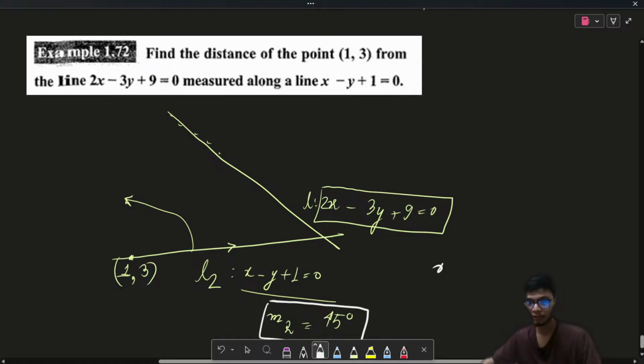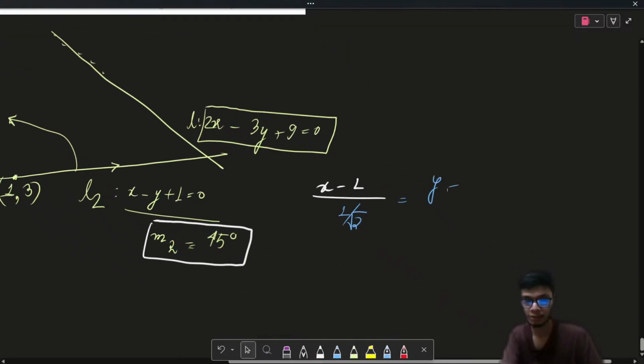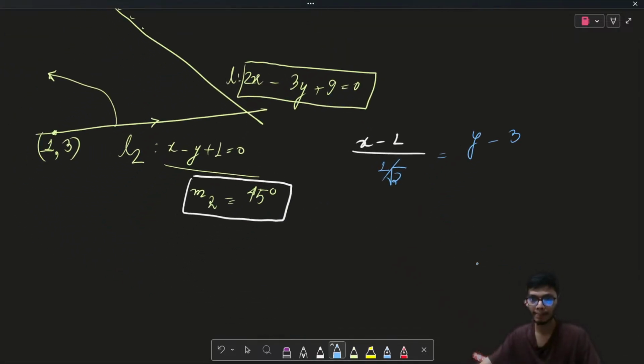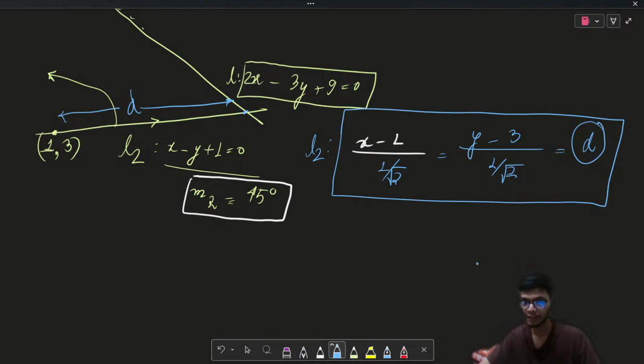So from this I can formulate the parametric form of this line: (x - 1)/cos 45, that is 1/root 2, equals (y - 3)/(1/root 2), and that will be equal to some distance d, right? So I have to find this particular distance. This is the equation in parametric form of the line L2.